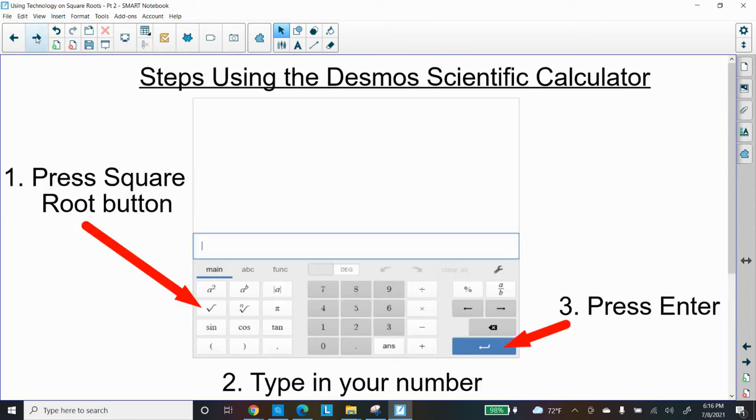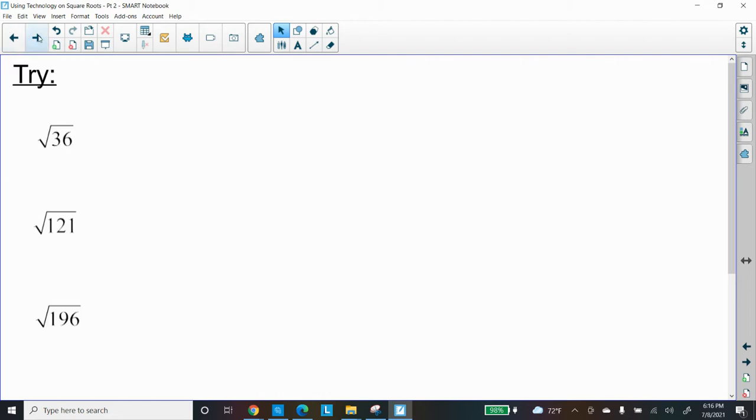All right, so let's use the Desmos calculator to figure out how this goes. So first step in using the Desmos Scientific Calculator, press the square root button. So it has a square root button. By the way, there's the square button above it, a to the second. Type in your number, and then press enter, and it'll give you your answer. So it's a very good calculator. It's very straightforward. So let's take a look at using it on some examples.